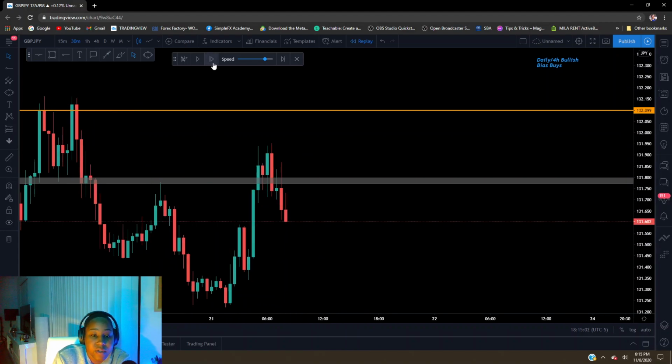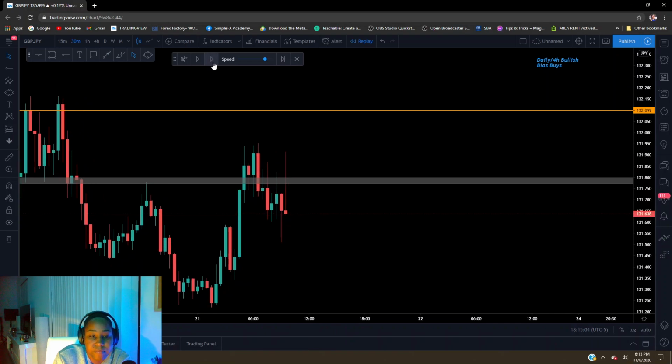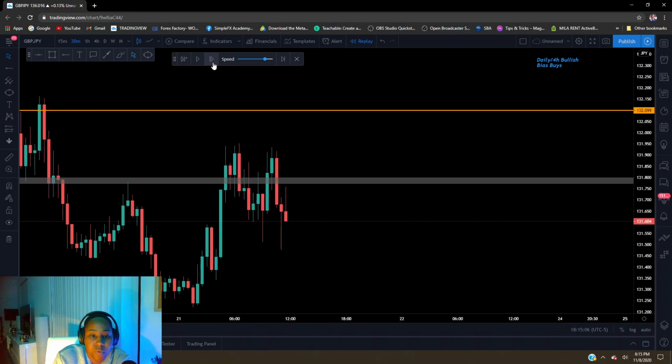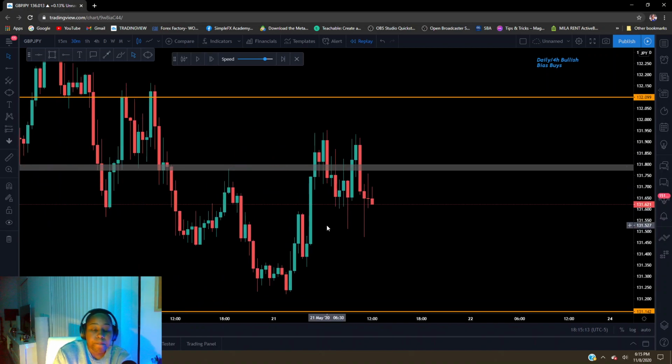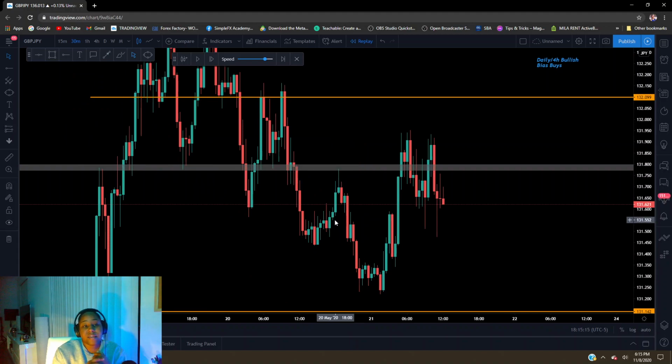All right, and then wow, just a whole bunch of ranging on this side. A lot of choppiness for this New York session. Okay. So basically, guys, that is it. That is how I backtest.